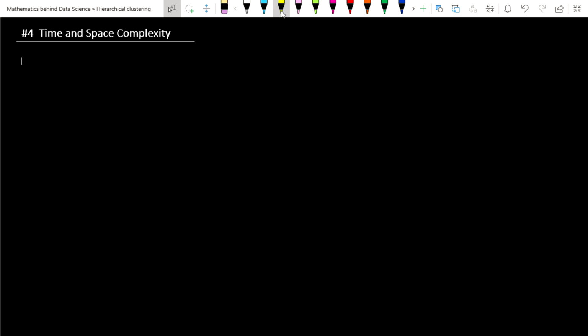Now, what is its time and space complexity? In the previous lecture, we saw some proximity methods to compute the proximity values of hierarchical clustering. So now let's see what its space and time complexity actually are.